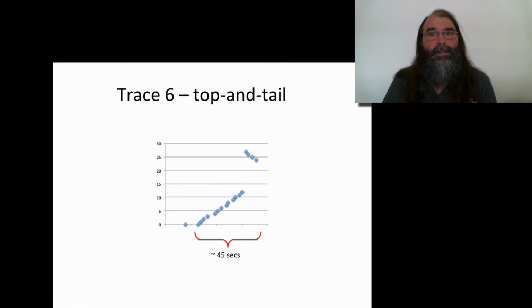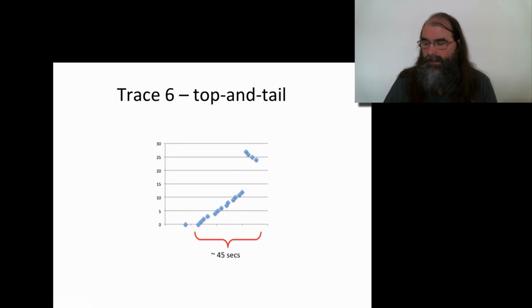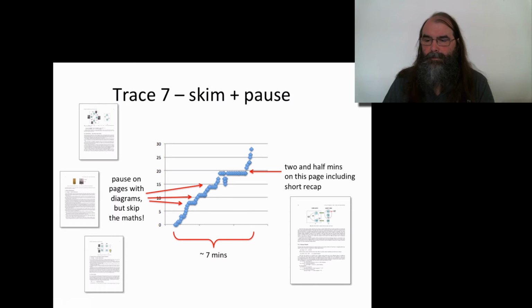Here's another topping and tailing, very like the one we saw before, where the person is very, very rapid, 45 seconds the whole document, but they skim partway through the document, just glancing through it, jump to the end and skim backwards, but never spend any time. Again, perhaps they read it during the original period.